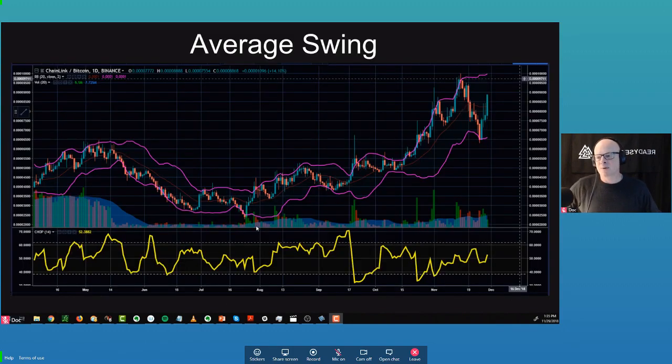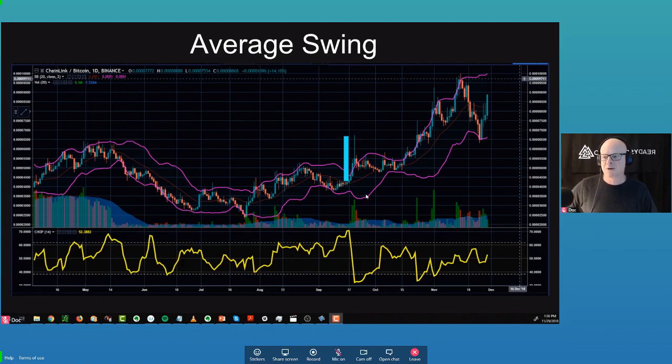Here is an example of an average swing. As we start to see in this case, chain links start to pop off into these consolidations, building up a lot of energy, and then boom, breakout. How far did it go? Okay, well, let's measure it. And let's actually use a trend line and keep it on here.